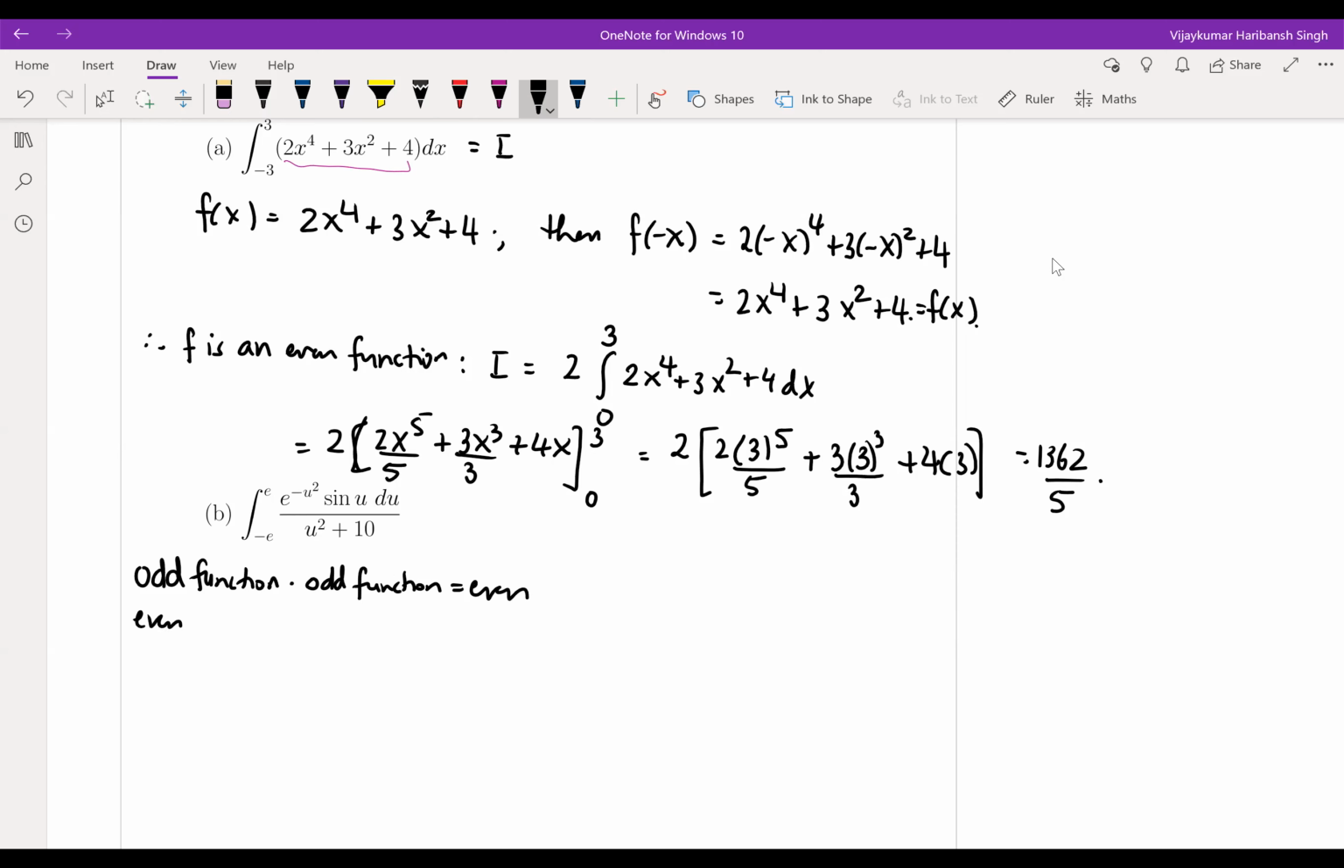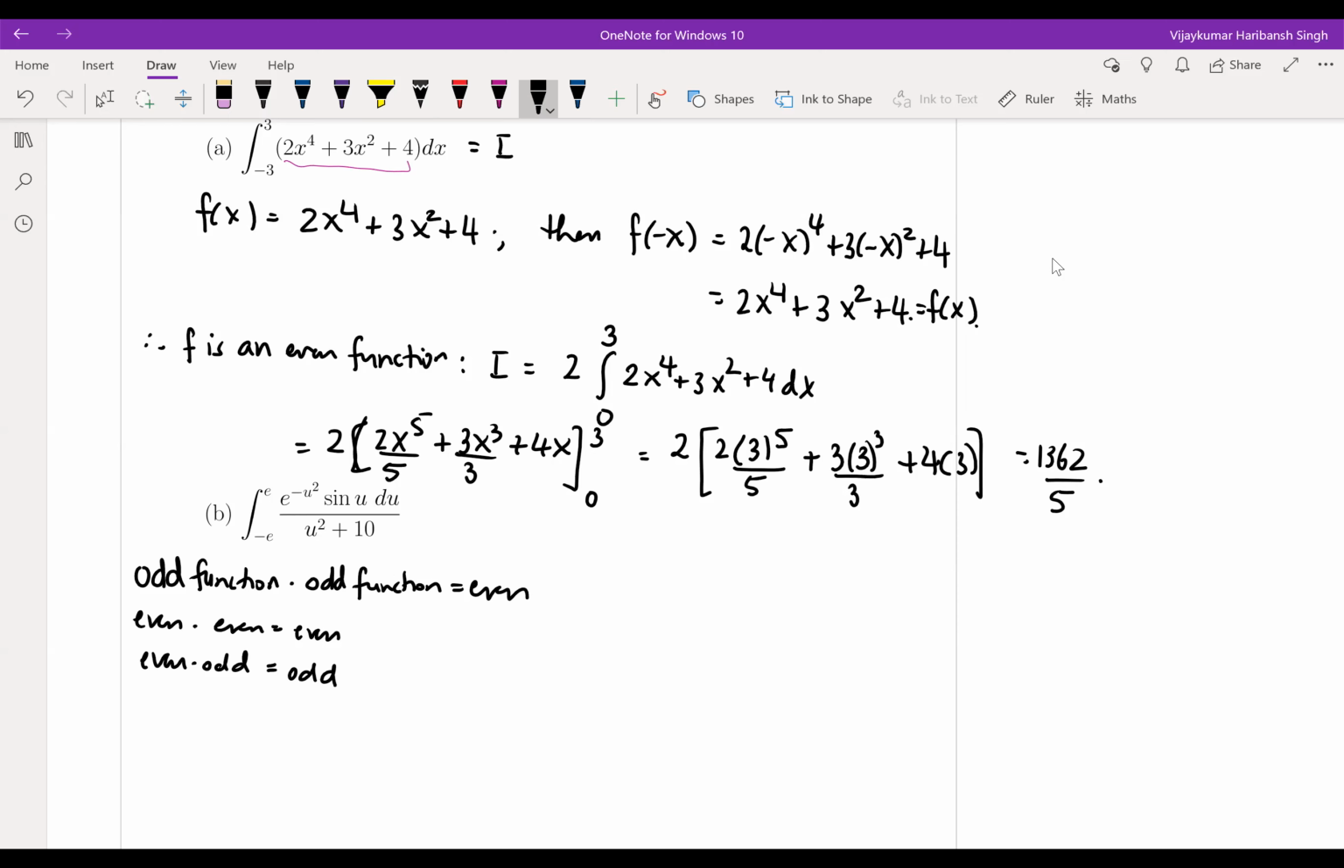Similarly, even times even equals even. And then we have even times odd function is equal to odd, all right? So these are for functions, not for numbers, okay? For numbers, it is a different story altogether.